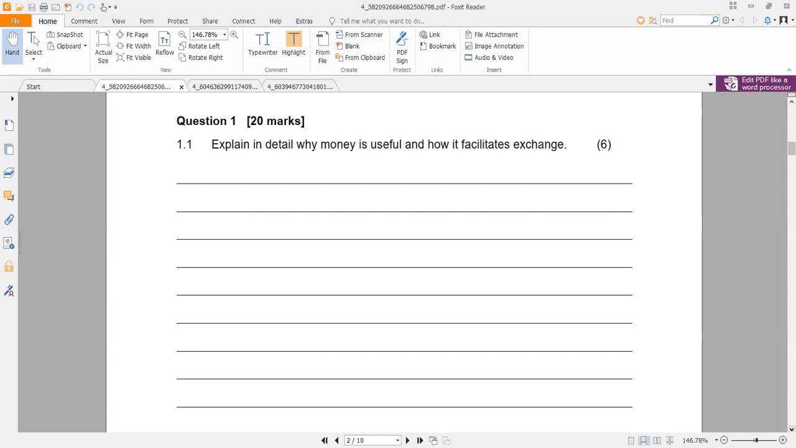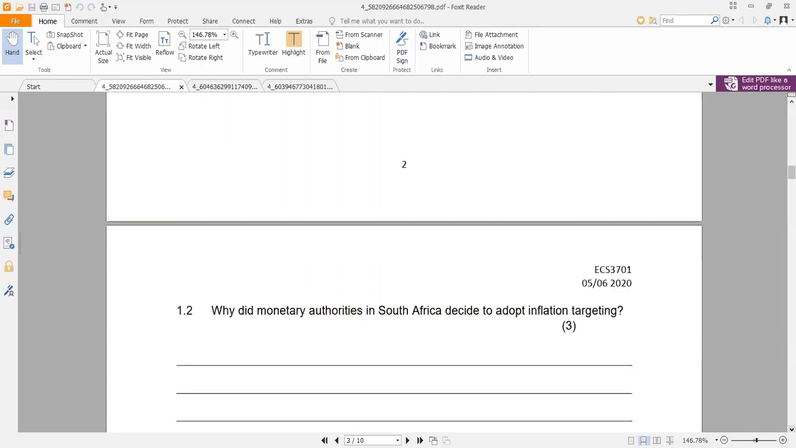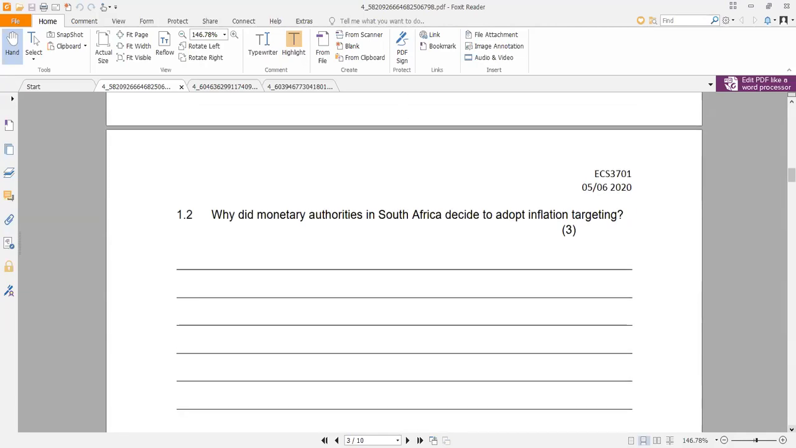I do agree with you. The bottom line required from this question, since it's 6 marks, was just to explain those three functions of money, and maybe to re-emphasize the medium of exchange, just to explain the facilitation of exchange. Then you were done. 1.2.